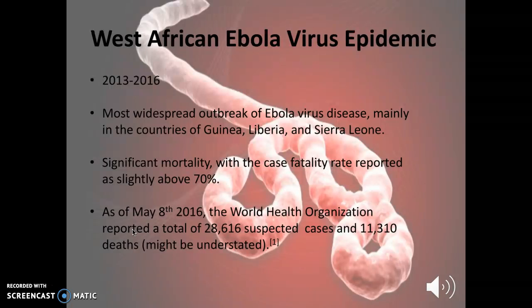So let's look at the West African Ebola virus epidemic first. It happened during the period of 2013 to 2016. It is the most widespread outbreak of Ebola virus disease, and it mainly happened in the countries of Guinea, Liberia, and Sierra Leone. It caused significant mortality, with the case fatality rate reported as slightly above 70%. As of May 8, 2016, the WHO reported a total of 28,000 suspected cases and 11,000 deaths.